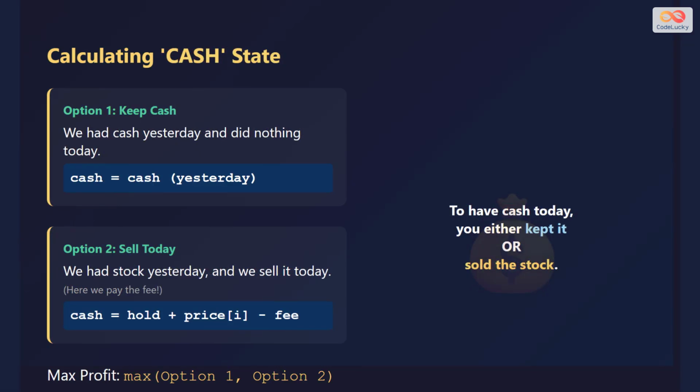Similarly, let's calculate the cash value for today. Again, two options. Option 1, we already had cash yesterday and we did nothing. Option 2, we held stock yesterday and decided to sell it today. If we sell, we add the current price to our profit but subtract the transaction fee. We take the maximum of these two outcomes.